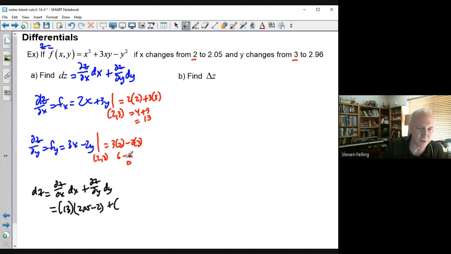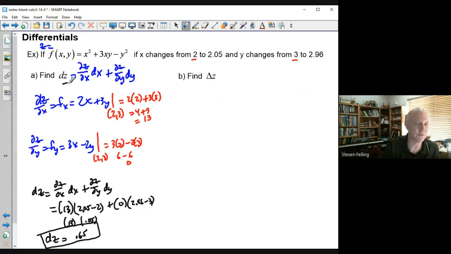And then the slope in the y direction is 0, and the change there is we went to 2.96 starting at 3. Because there's no slope in the y direction, it doesn't matter that I'm moving in the y direction, because that change will produce no change in z. But this z is very sensitive to changes in the x. If you take 0.05 times 13, you would get that the little change there is 0.65. So this is how you use calculus to find the differential dz.